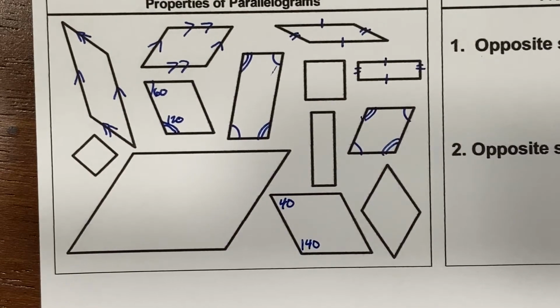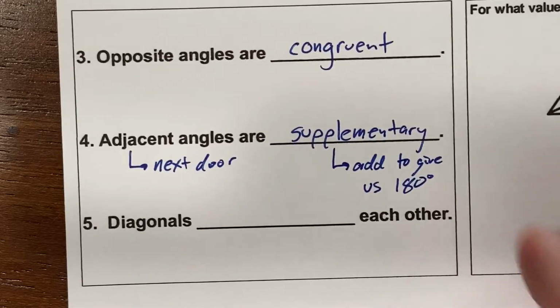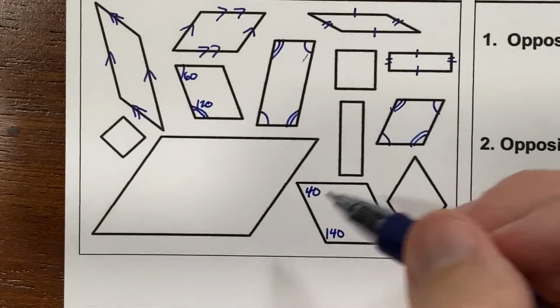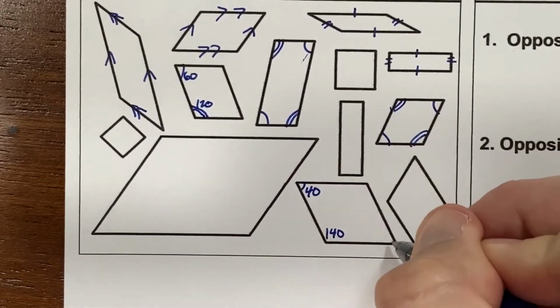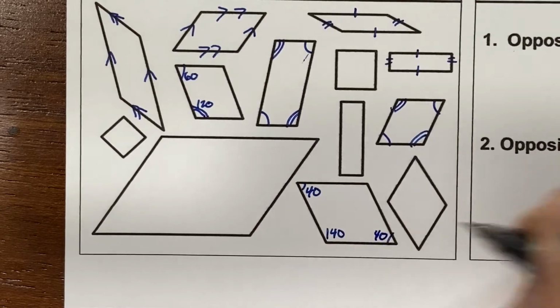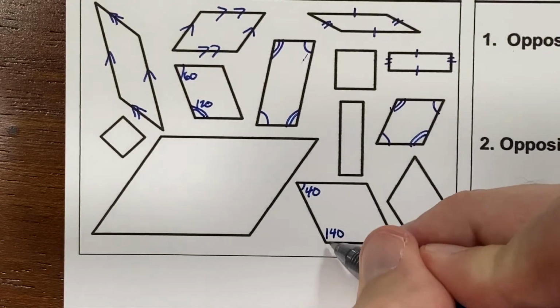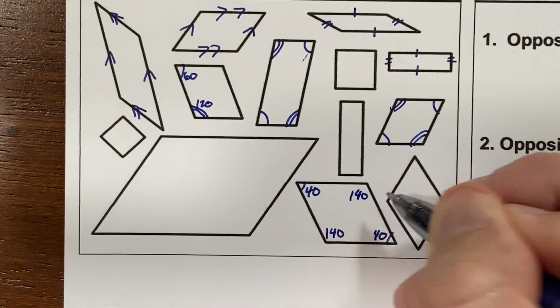Likewise, we talked about how opposite angles are congruent. So like if that's 40, we said that this one is opposite of it, this one would be 40. And if this is 140, the one opposite of it would be 140.